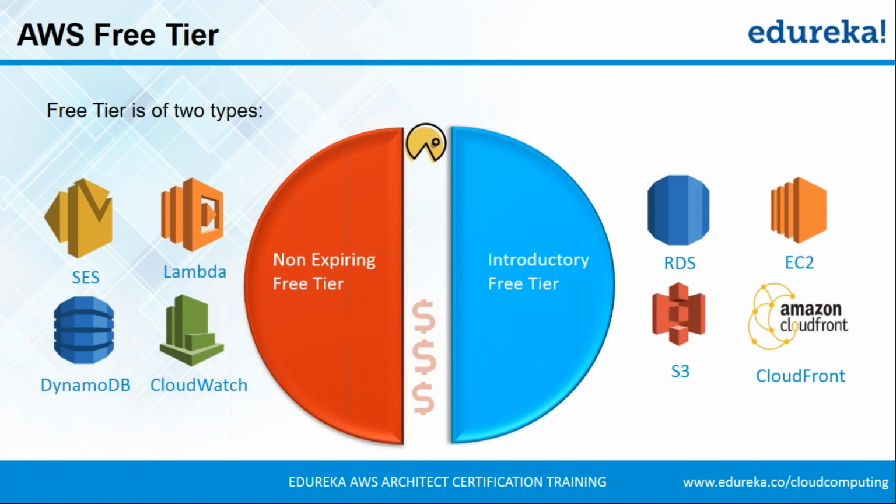Then we have S3. So S3 is a file system which is offered by AWS, and file systems are basically used to store your executable files. So that is in the introductory feature as well. So whatever free tier options that we are going to discuss in the next slide is going to be valid for 1 year from the time you have signed up.